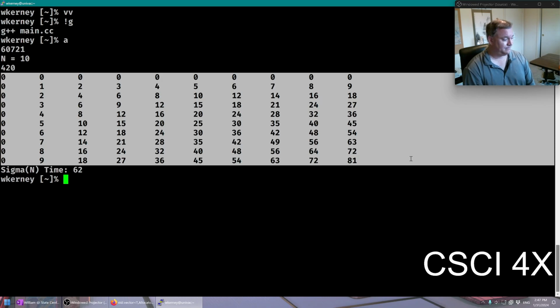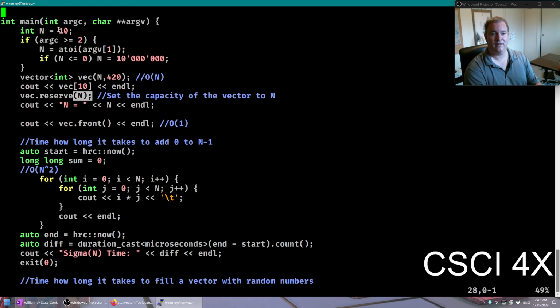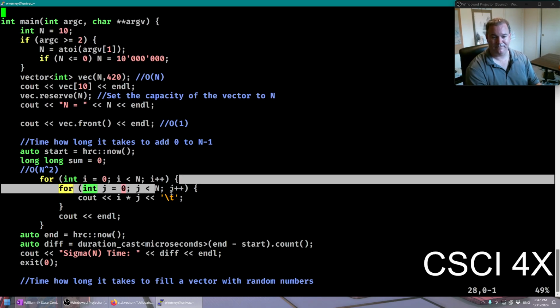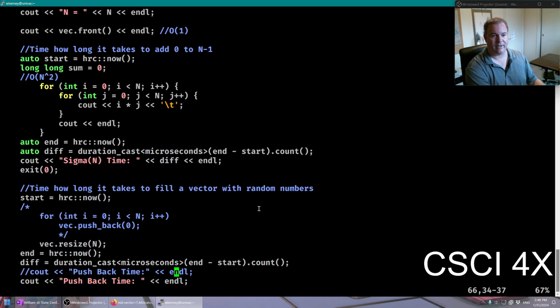N squared. You see that? So 100 times, we printed a number to the screen because n is 10 currently. 10 times, it prints 10 numbers in a row, and it goes to the next row. So we got 100. N times n. Okay. So n squared, n cubed.